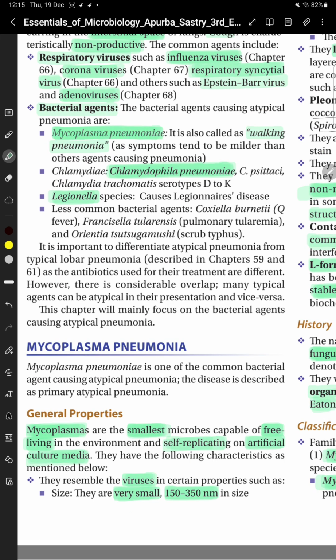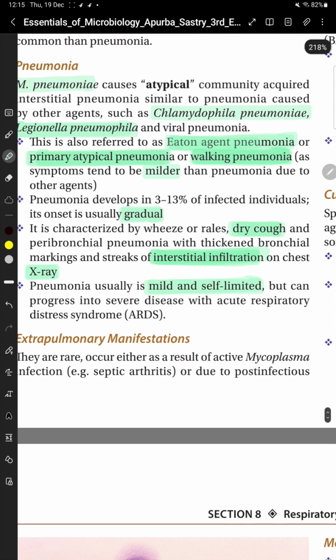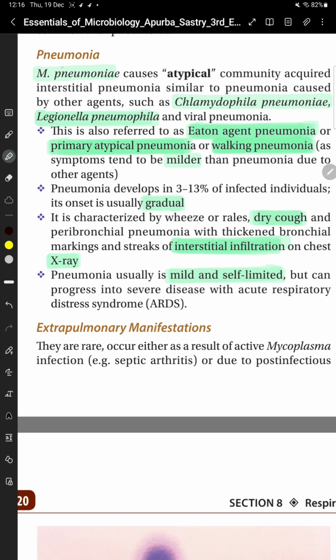See, Mycoplasma pneumoniae is also called walking pneumonia because the symptoms are milder than the other agents causing pneumonia. Primary atypical pneumonia is also known as Eaton agent pneumonia or walking pneumonia. And this is caused by Mycoplasma pneumoniae.